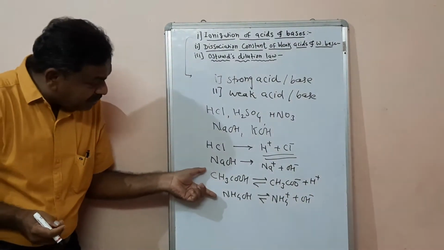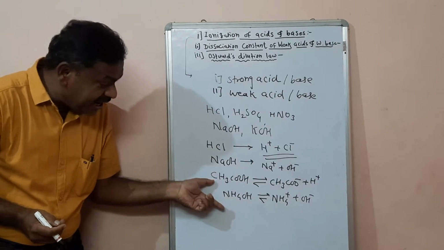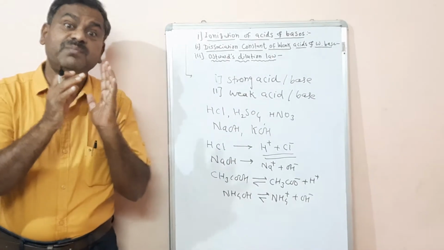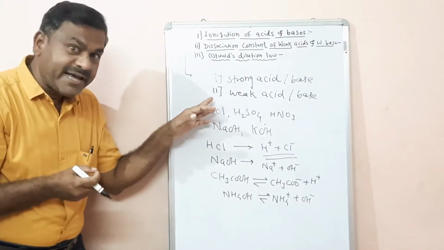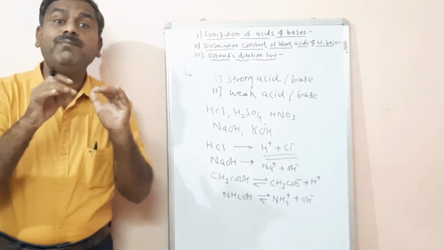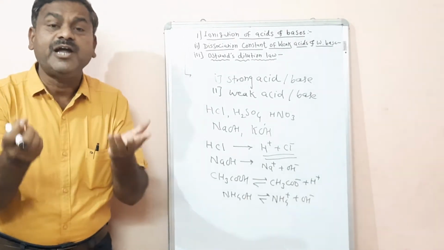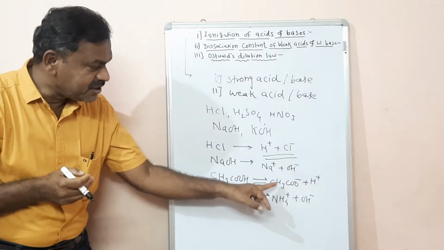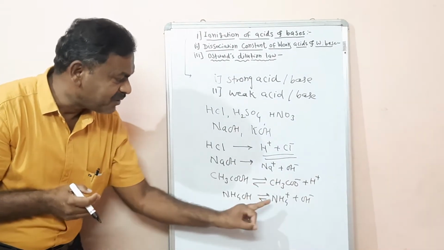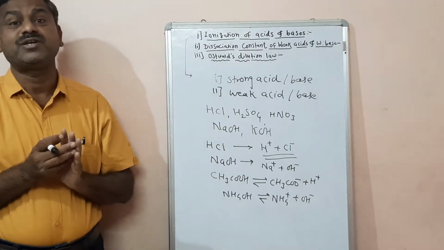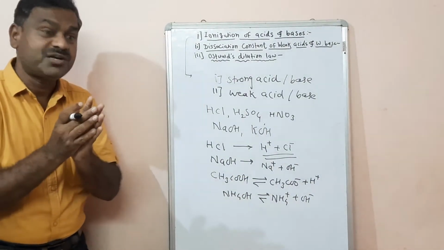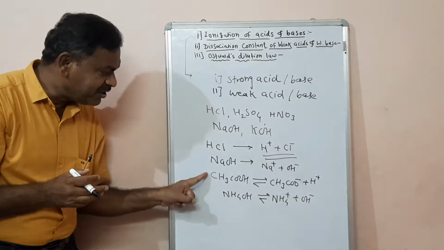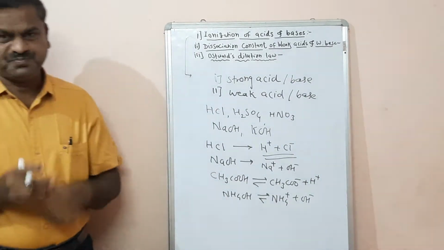Now acetic acid and ammonium hydroxide are weak acid and weak base, because they are feebly ionized, slightly ionized, partially ionized, and that's why they give acetate ions and H plus ions, ammonium ions and OH minus ions. This is the dissociation of the strong acid, strong base, weak acid and weak base.